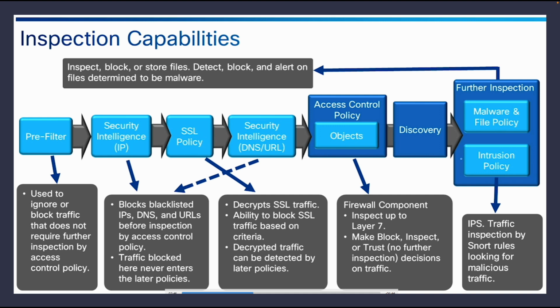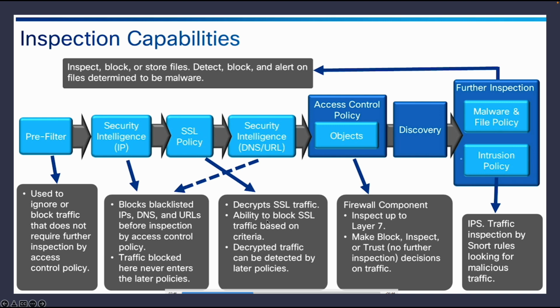Let's say that we are suspecting, for example, that there is an IPS rule that is blocking. So to avoid malware and file policy and intrusion policy, we can use the trust here. So trust means no further inspection. So I checked the source, destination, and protocol, and that's okay. We can also have allow, and allow means, hey, go to the further inspection, go to malware and file policy, go check the intrusion policy.